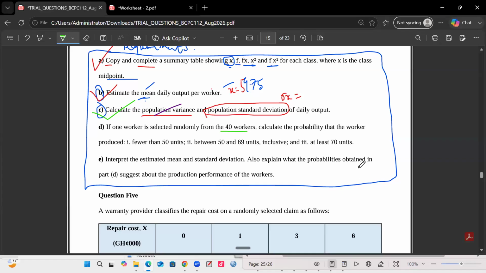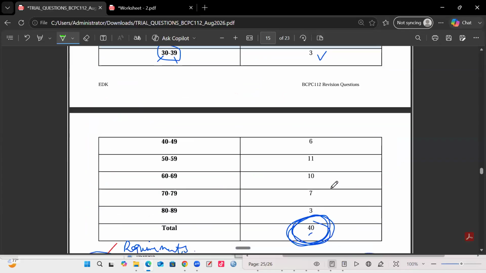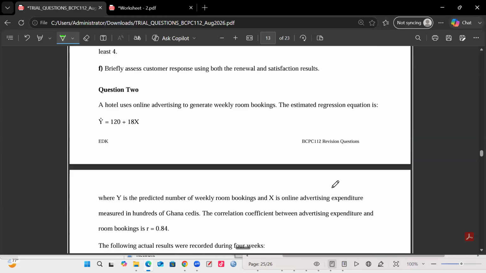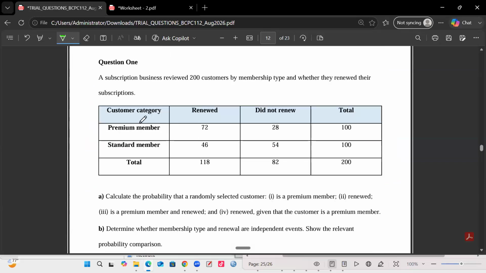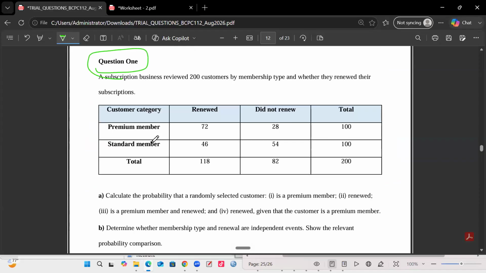Your question 2 is probability. Watch, I've solved it on the YouTube channel. No, question 2 is regression. I think question 1 is probability. So this one is probability. I've solved it on the YouTube channel. I've written it as probability. So go and solve this.